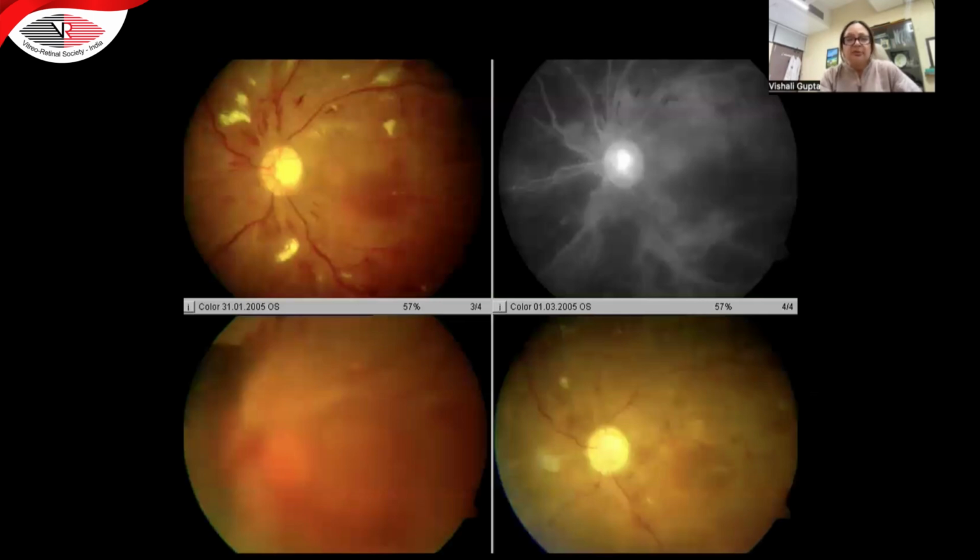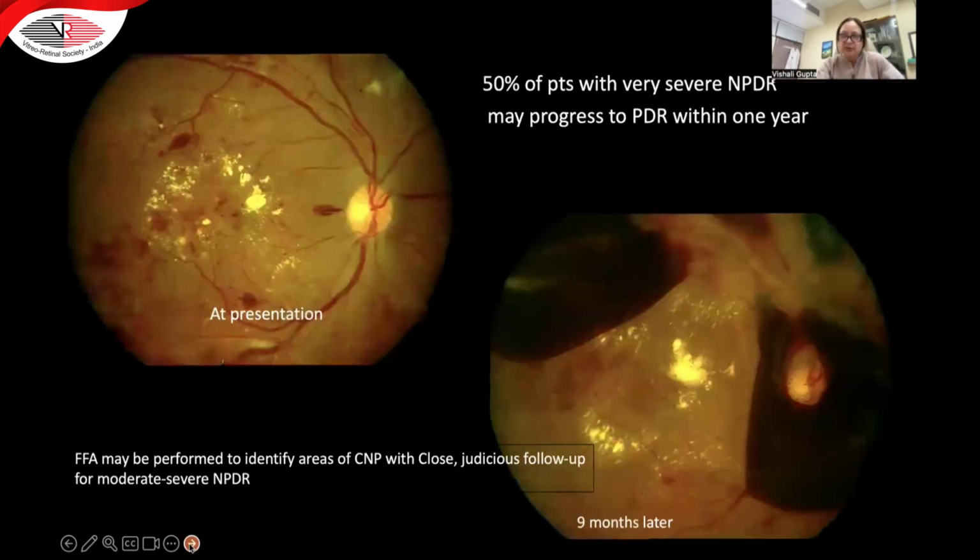Now, how that happens, you see in the figure on the top. This is a patient who had multiple cotton wool spots, hemorrhages, capillary non-perfusion, some venous beading in the periphery, and IRMAs. The patient was not kept under very regular follow-up, and you can see 3 months later, in the figure below, the patient ends up with vitreous hemorrhage and requires surgery to treat that.